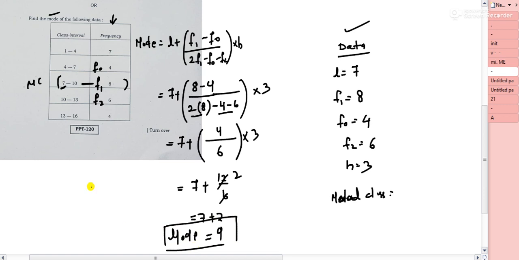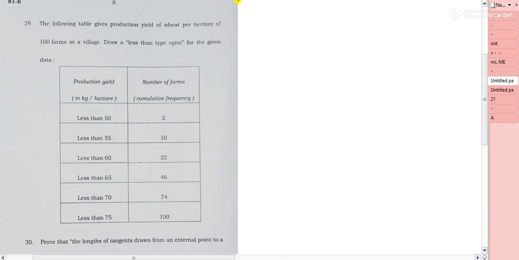And this mode should always be between this modal class. The number should be between the modal class. So 9, yes, it is between 7 and 10. So that is your right answer. Understood? I hope it's clear. Moving to the next question now.